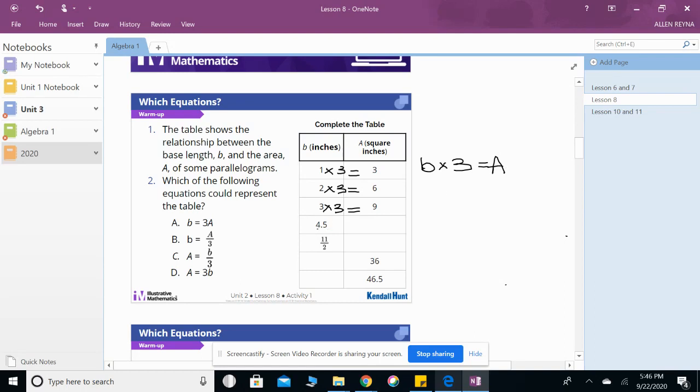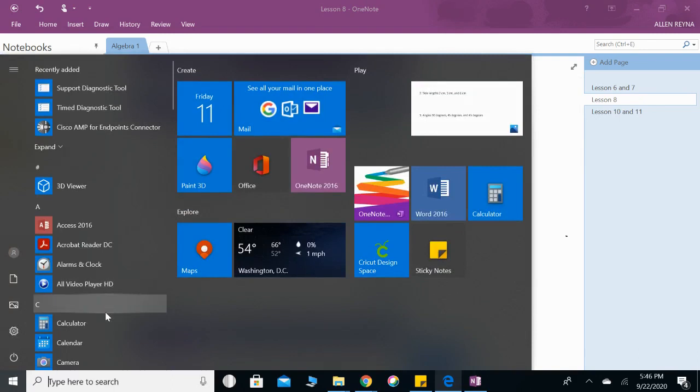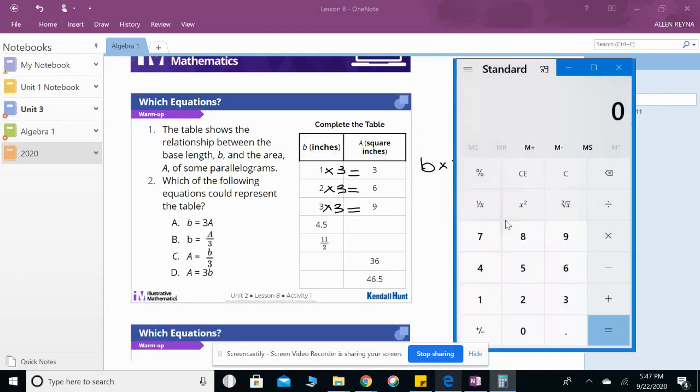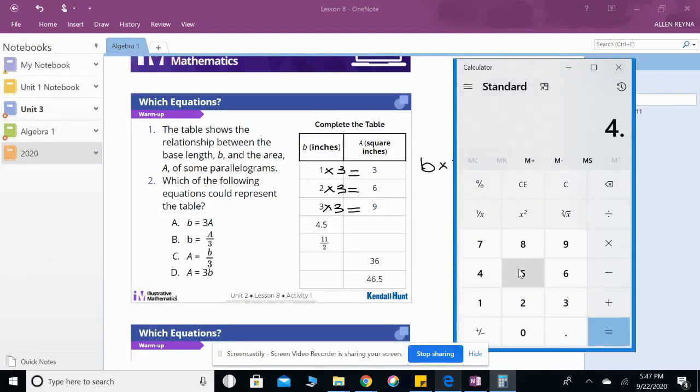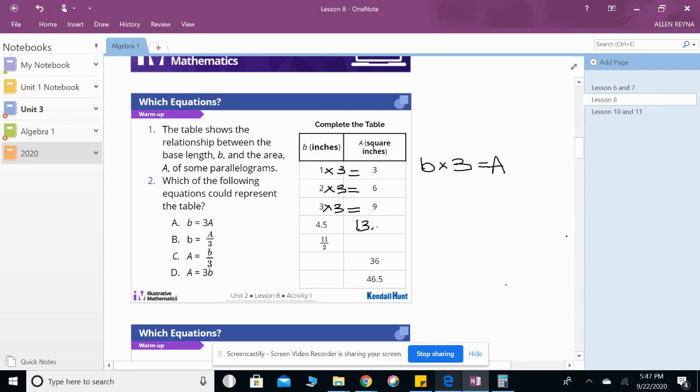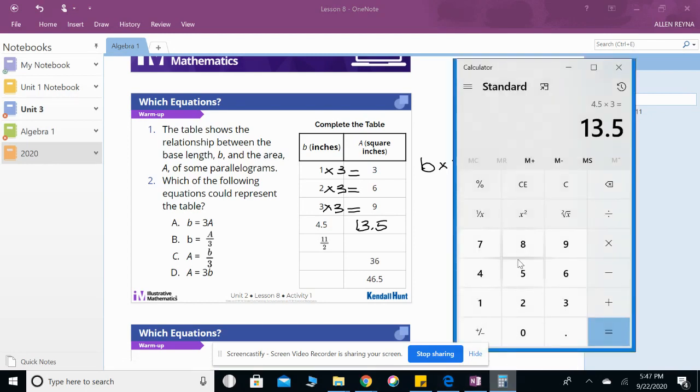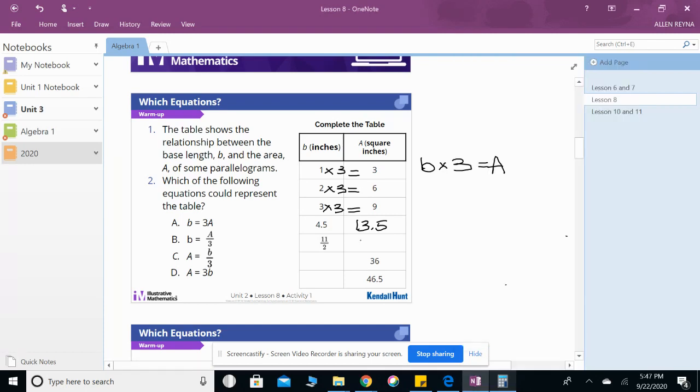So let's fill in the rest. 4.5 times 3 equals, let's see, let's take out our calculator. We'll do 4.5 times 3. That is 13.5. Then we got 11 halves, which is 5.5. We're going to multiply that by 3, is 16.5.